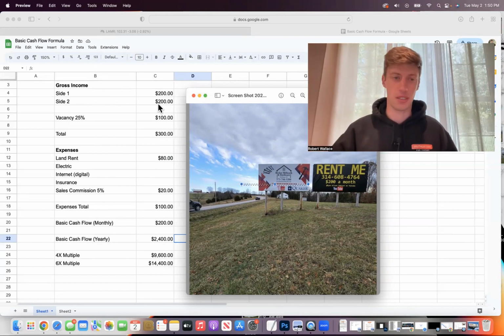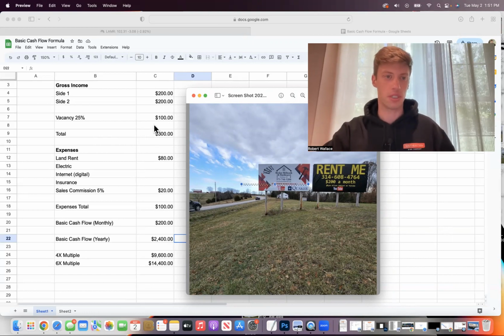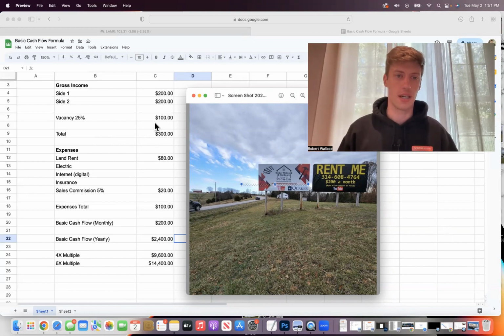However, you're not going to be completely sold out all the time, so we've got to account for some vacancy. Unless you have solid ad contracts from the last 12 months, the trailing 12 months, and even before that, showing, hey, this is a great location, you're always booked up. But generally speaking, we're going to be putting in some type of vacancy here. So for this example, let's just say 25% vacancy, which equals $100 a month. It averages out to be $100 a month. So his actual gross, once you figure in the vacancy, is $300 per month.